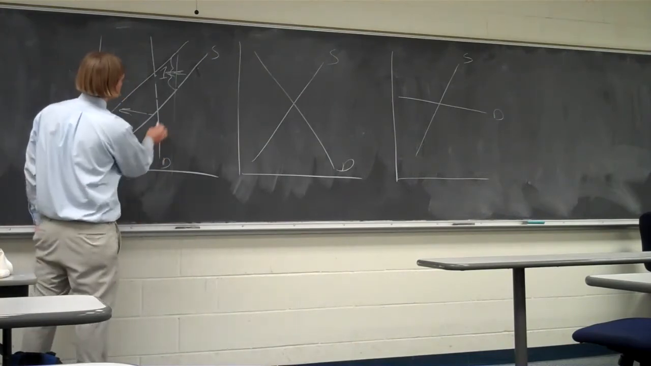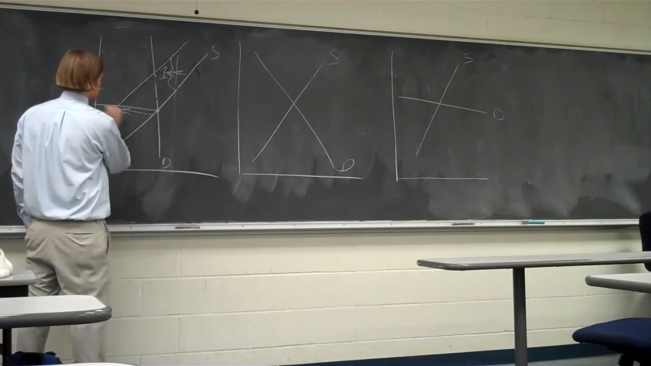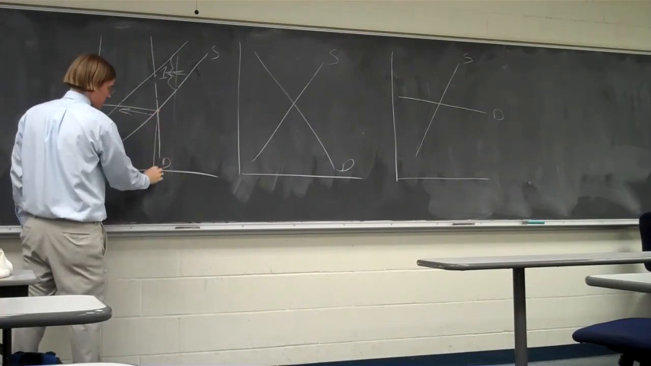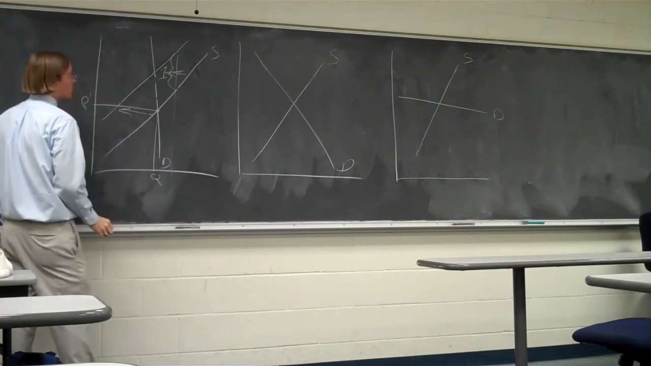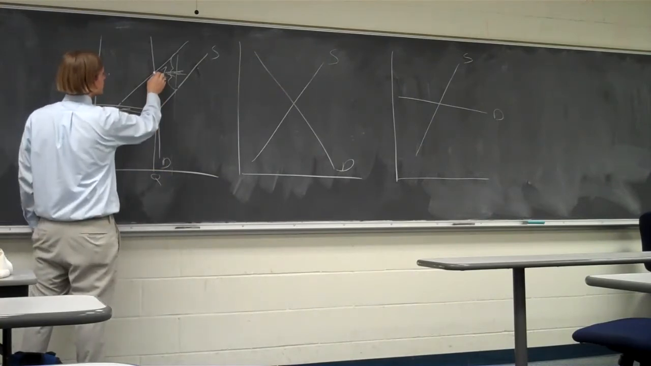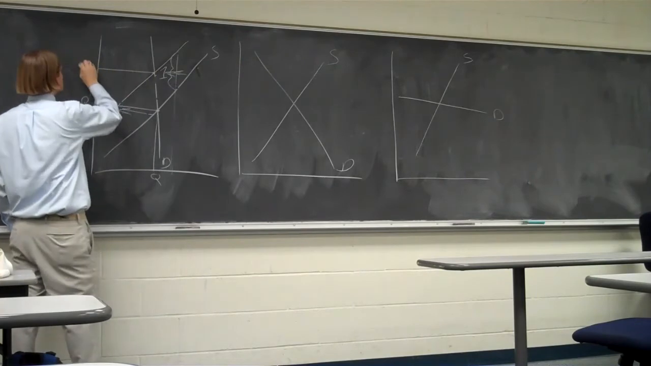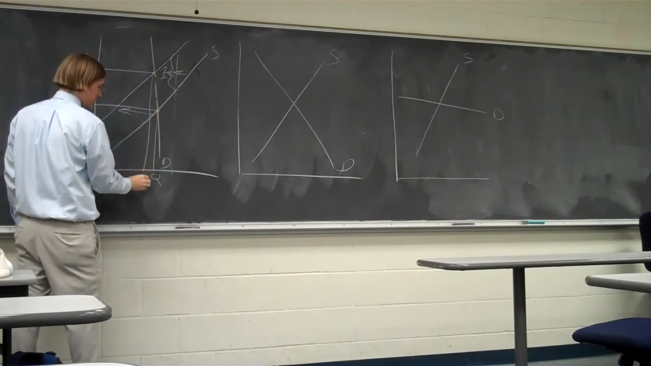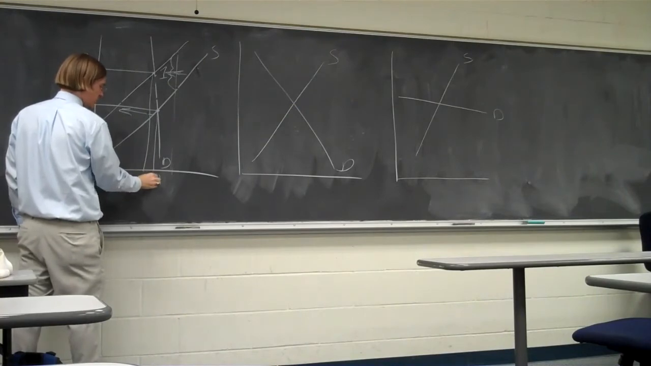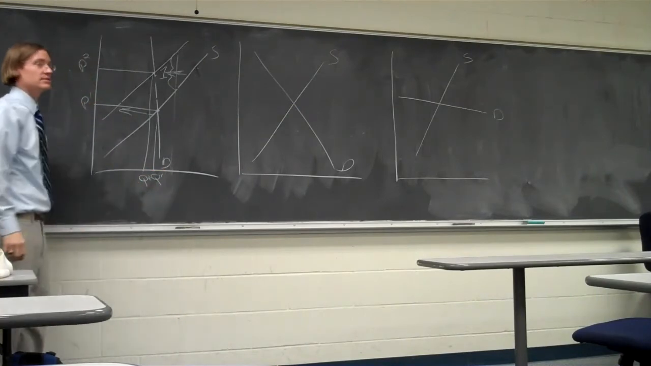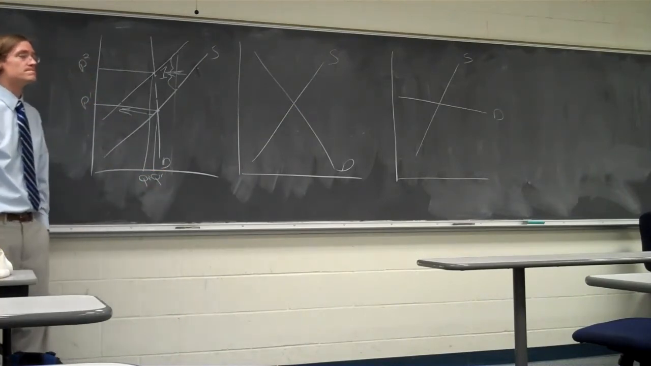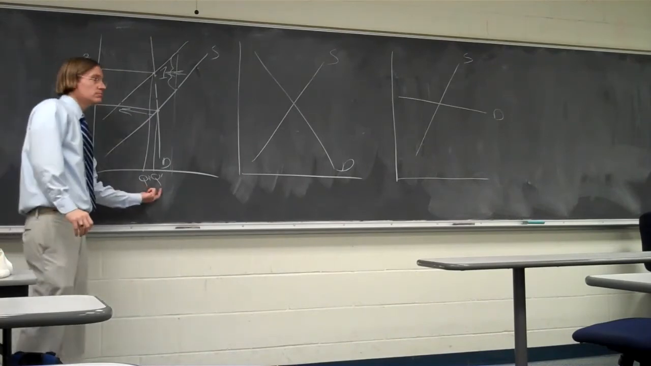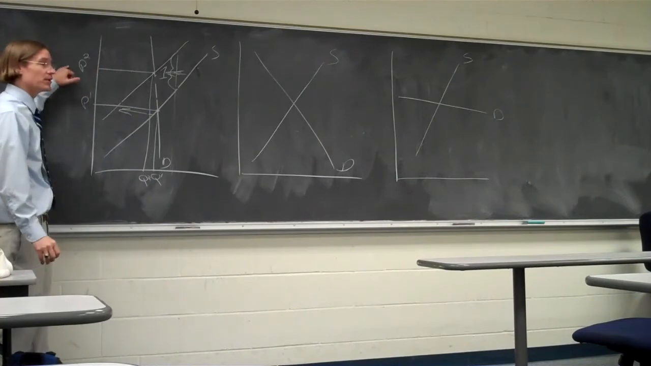This was the original price. And this was the original equilibrium quantity. And now this is the new equilibrium price with the tax, equilibrium quantity with the tax. So the quantity decreased. Quantity decreased, price increased.